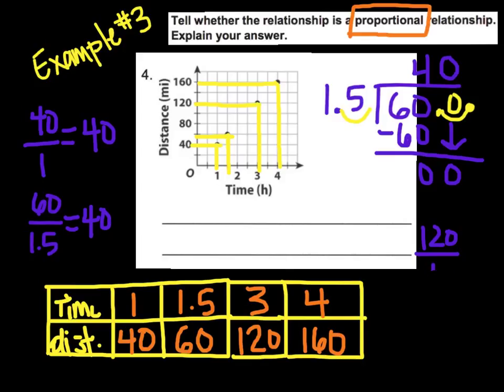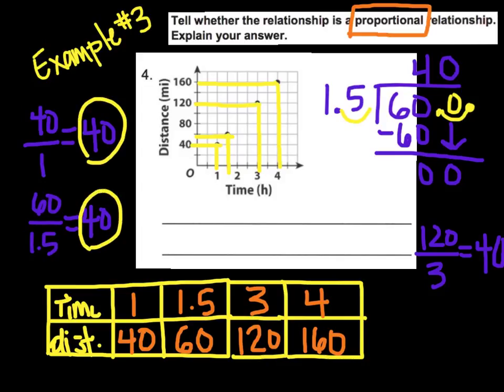Let me erase it. 3 can go into 12 4 times, and then 3 cannot go into 0, so I'll put a 0. So far, I've gotten 40, 40, and 40. So I'm looking pretty good. The last set of numbers is 4 and 160.